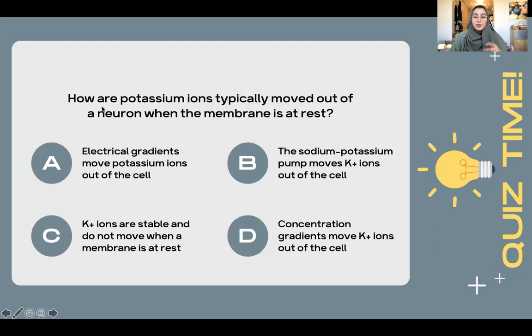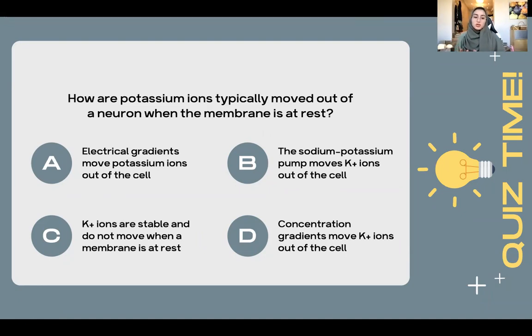So how are potassium ions moved out of a neuron when the membrane is at rest? So before you guys answer any questions, especially in the exam, just please make sure that you understand what the question is asking. Okay? So the way this question is phrased, we're talking about a neuron. So it's an excitable cell. We're talking about a resting potential. So in other words, this is asking, what direction is potassium moving during the resting membrane potential?